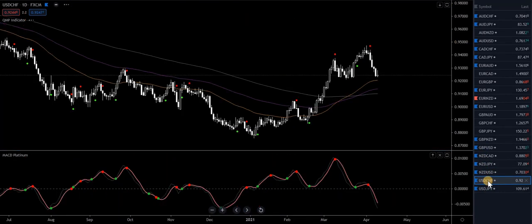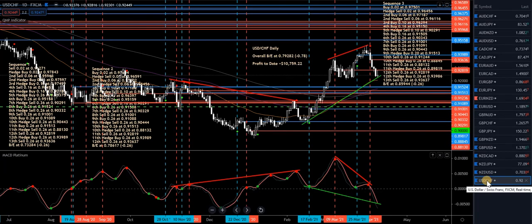USD Swiss franc. This is my pet hate. This is the one that's caused me all the grief. I've got 3 big sequences on here and I just can't seem to clear them. In the meantime, I'm making some good profit. So we're short at the moment on all the sequences. So sequence 1, sequence 2, and sequence 3.